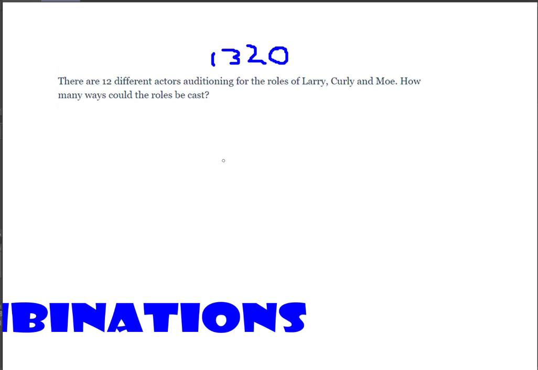If you said the order does not matter, that would be incorrect, because if you're one of those actors, it matters very much to you which part you get. You might not want to be Moe. You might want to be Larry or Curly. So depending on the particular role you want, it's going to matter. So this would be an example of what we call a permutation, because the order very much matters to you. So remember, with permutations, order matters.